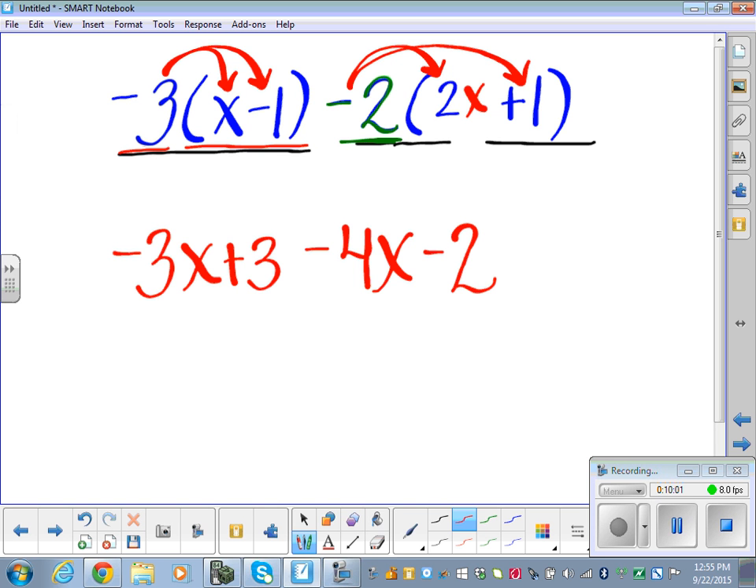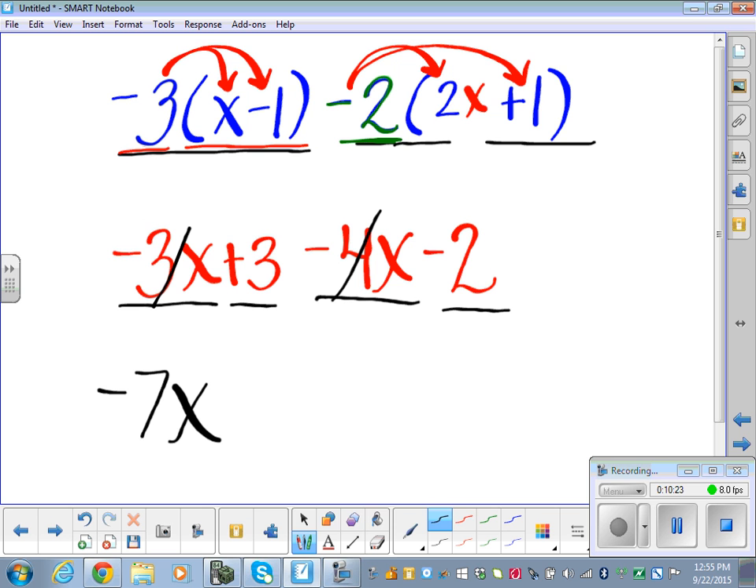So then from here, we'll combine all like terms. Starting with my highest degree, but being very, very careful. It looks like our highest degree in this one is x. So negative 3x plus negative 4x is negative 7x's. I just combined those two things. Now we'll combine positive 3 and negative 2. 3 minus 2 is 1, so plus 1.